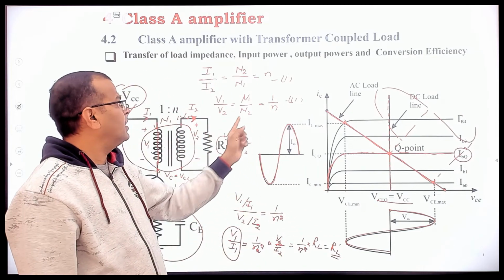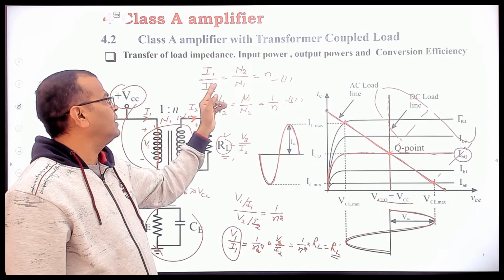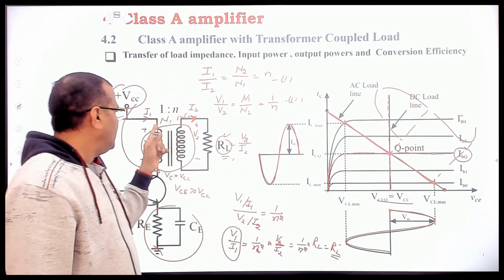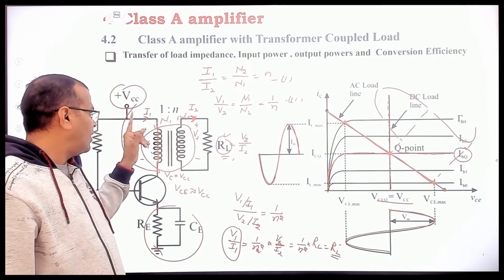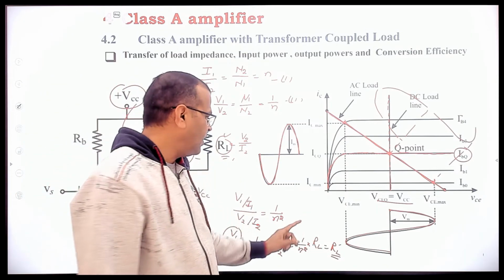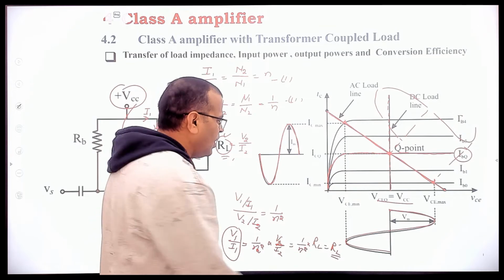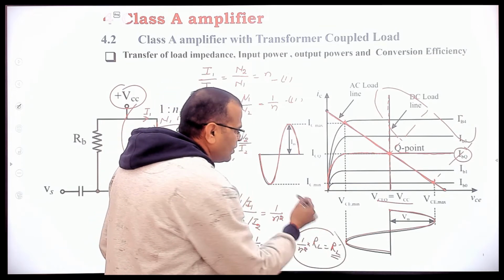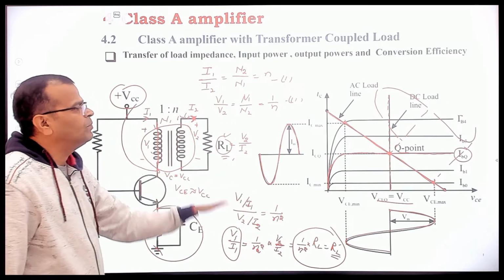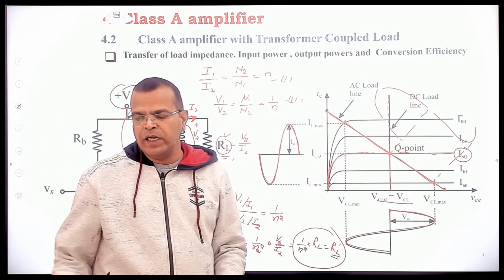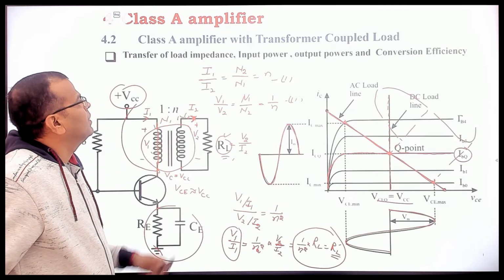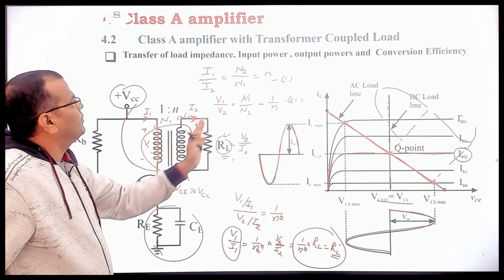This ratio is in respect to AC signals, AC I1, AC I2, AC V1, AC V2, not for DC. For DC, the resistance offered is 0. For AC, the resistance offered by this winding is RL dash, which is nothing but 1 by N square into RL. That is known as transformation of the impedance, right? So you should remember this. This is important. You can have a question in the exam, right? So this was the transfer of load impedance.